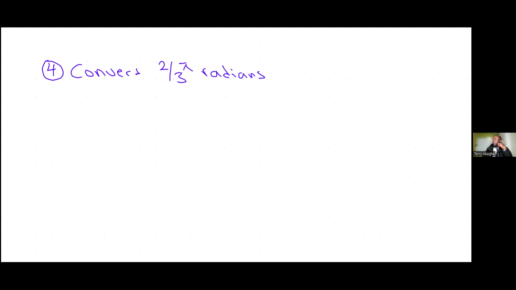Okay, you're meant to convert this to degrees. As usual, step 1: we're going to write down what we want to convert. So it's going to be 2 over 3 pi radian. We're converting this to what? Degrees.